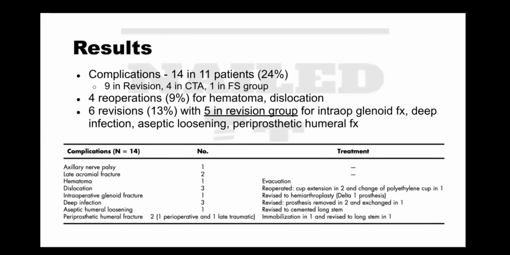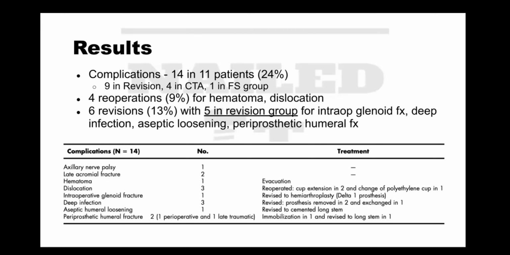So looking at results, the authors report a complication rate of about 24%, and primarily composed in the revision group, 9 of them in the revision. They're described below in the table. The authors had to do a reoperation in 4 cases, mainly for hematoma and a shoulder dislocation where they exchanged the poly. And about 6 of these patients had to have further revisions. And most of them were actually from the revision group. So it goes along with our thinking of the main risk factor for revisions is a prior infection, and further surgery is a prior surgery.